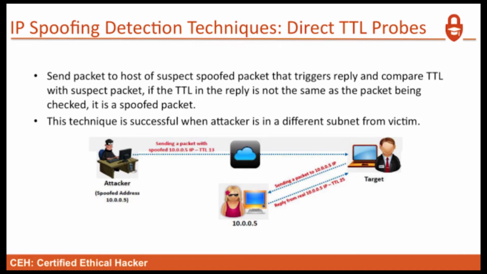So IP spoofing detection techniques. How do we detect IP spoofing? We use direct TTL probes, time to live probes. You send a packet to the host as a suspected spoof packet that triggers a reply and compare the two TTLs. They should take approximately the same amount of time. So if you've got a guy in China that's connecting to you, you can do a ping, and then you can see what the TTLs are looking like when the communication is coming in. They should be close to each other. If they're not, then that's a problem. This technique is successful when the attacker is in a different subnet from the victim. So it's also effective across different subnets and different areas.